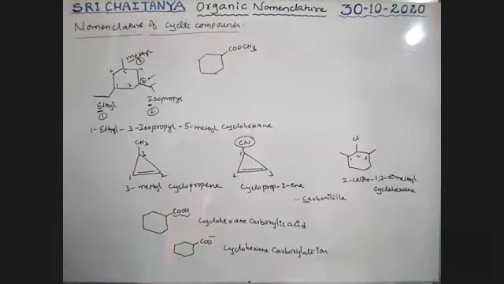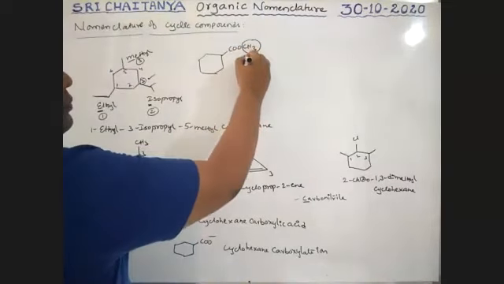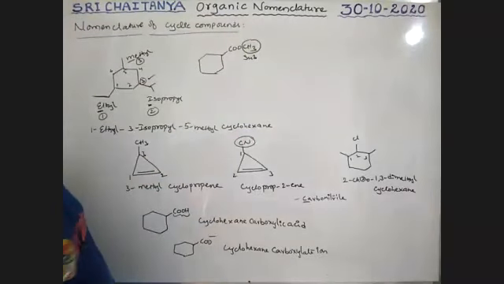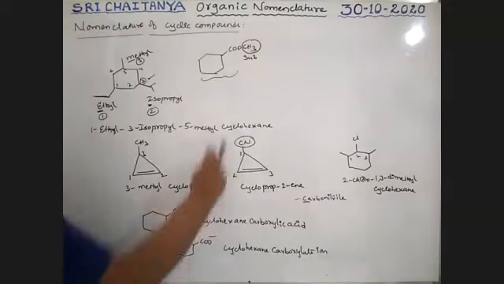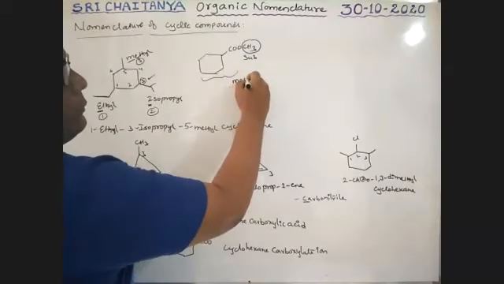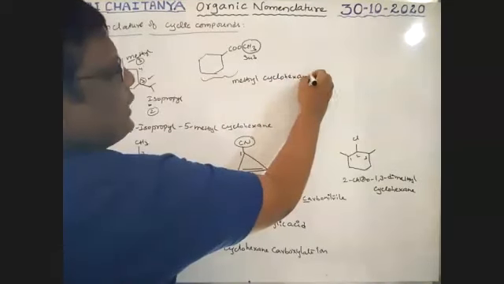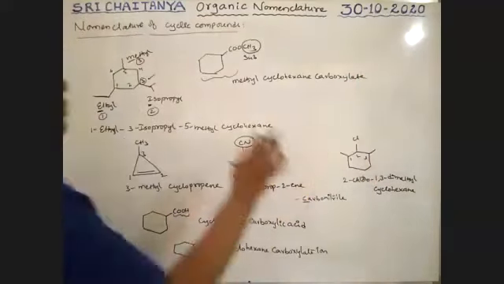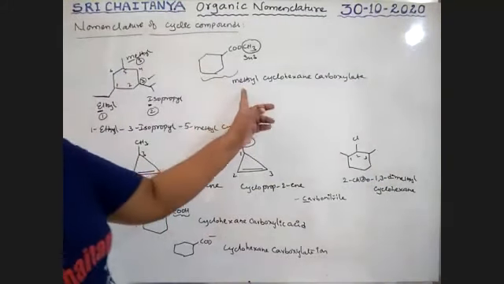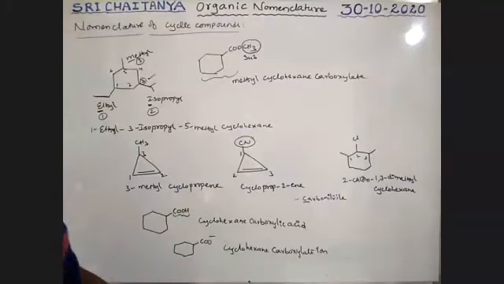Now, what is the name of this compound? COOCH3. Boys, it is an ester group. This is a substituent. Therefore, methyl cyclohexane carboxylate. It is not an ion because it is a neutral compound, boys. That carboxylate ion is satisfied with the methyl group. Therefore, methyl cyclohexane carboxylate.